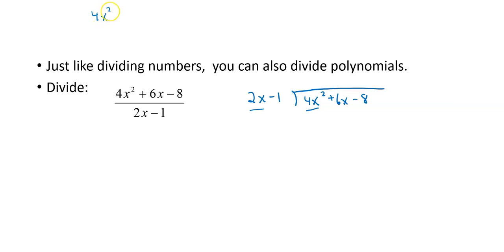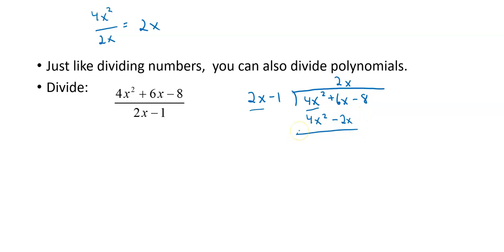So I take 4x squared divided by 2x. 4 divided by 2 is 2. There's one more x on the top. So the first term that I get in my quotient is 2x. I'm going to line it up over top of the x's because that'll help me know when to stop the problem. Now, 2x times 2x is 4x squared. 2x times negative 1 is negative 2x.